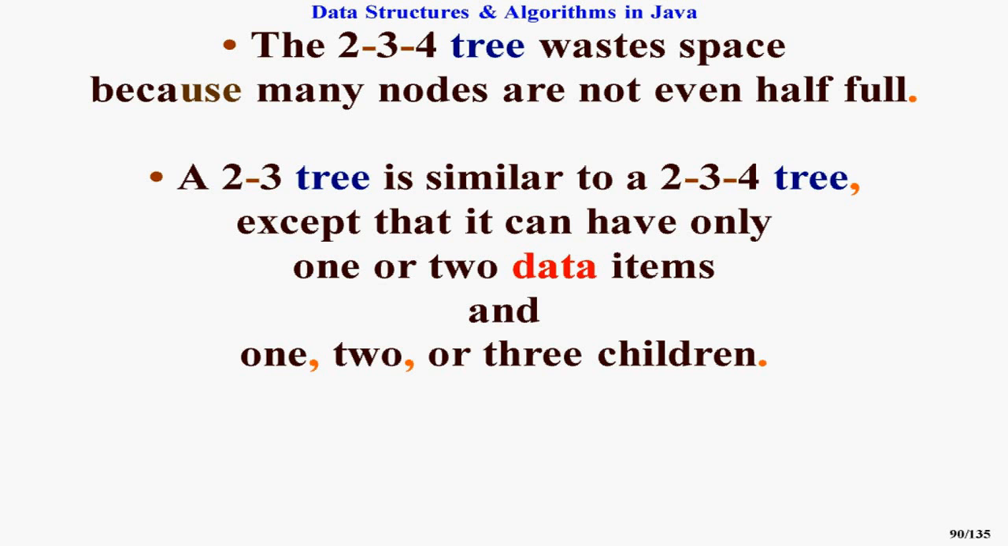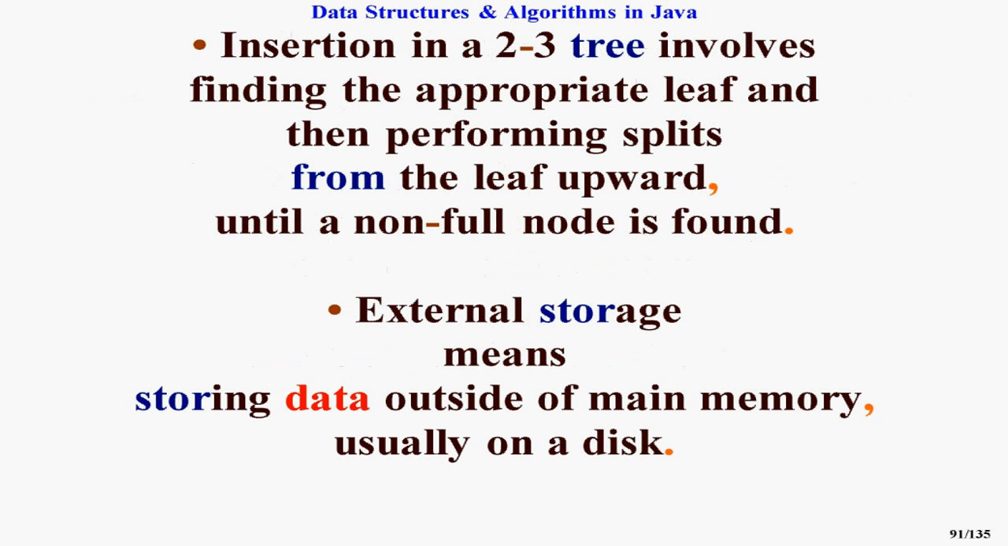A 2-3 tree is similar to a 2-3-4 tree, except that it can have only 1 or 2 data items and 1, 2, or 3 children. Insertion in a 2-3 tree involves finding the appropriate leaf and then performing splits from the leaf upward, until a non-full node is found. External storage means storing data outside of main memory, usually on a disk.